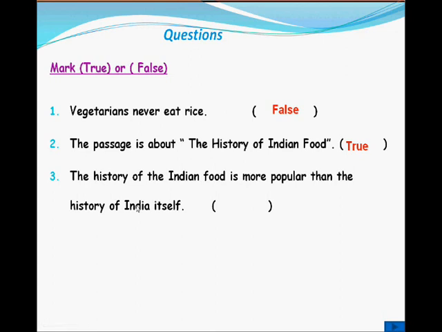Okay, so let's find out the answer. It's false, because it's not more popular, it has the same rank. Okay, so it's the same, both of them are popular.